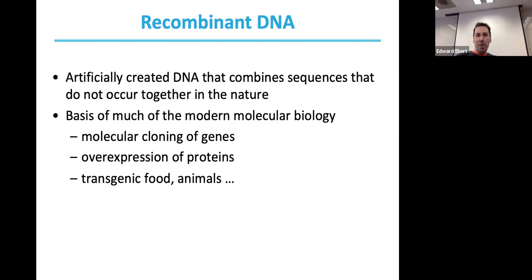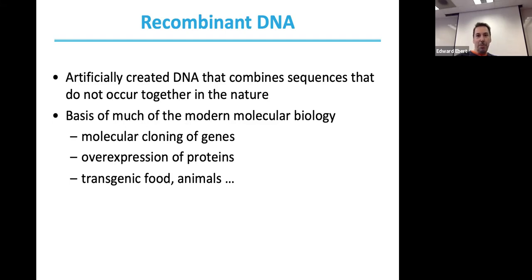But anyway, our recombinant DNA is just something that we make artificially. Now, artificially, how do we weigh that? We're just saying that it's not something that's found in nature, although we might harness natural processes to help us make recombinant DNA. It is the basis of a ton of stuff that happens, whether it's cloning genes or overexpressing proteins.